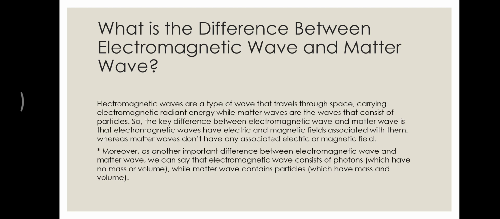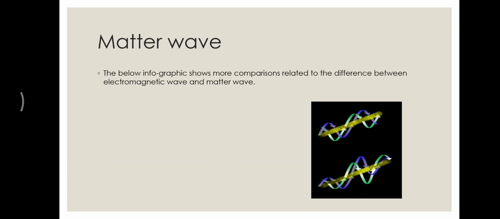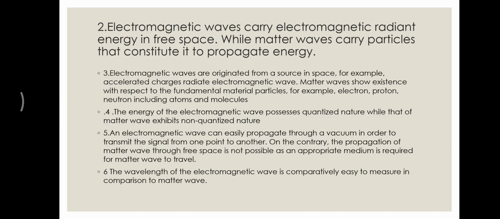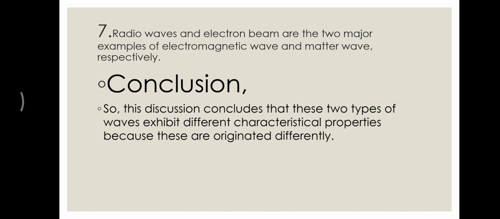What is the difference between electromagnetic wave and matter wave? Electromagnetic waves are a type of wave that travels through space carrying electromagnetic radiation. Another important difference is that an electromagnetic wave consists of photons, while a matter wave consists of particles. The key difference between them is that an electromagnetic wave carries electromagnetic radiant energy in free space, while a matter wave carries particles that constitute and propagate energy. Conclusion.